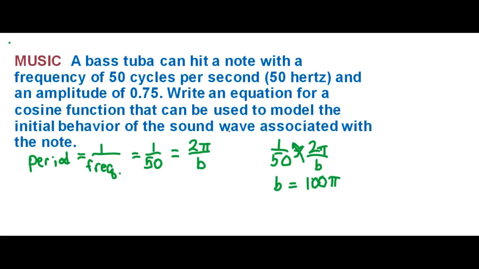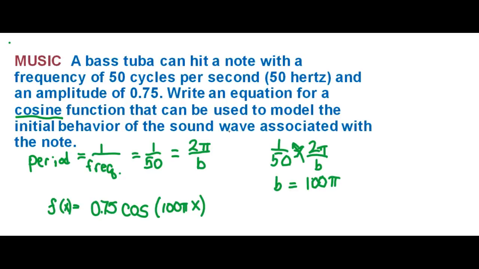So in my equation, since I'm asked to write a cosine function, I can start off by saying cosine of 100 pi times x. Now the only other thing we have to factor in is the amplitude. And remember, the amplitude is how far away the cosine function goes from the x-axis. So normally that amplitude is 1, but this is going to be shrunk down to 0.75. So I'm just going to put that in front of the cosine function. And there I have it.